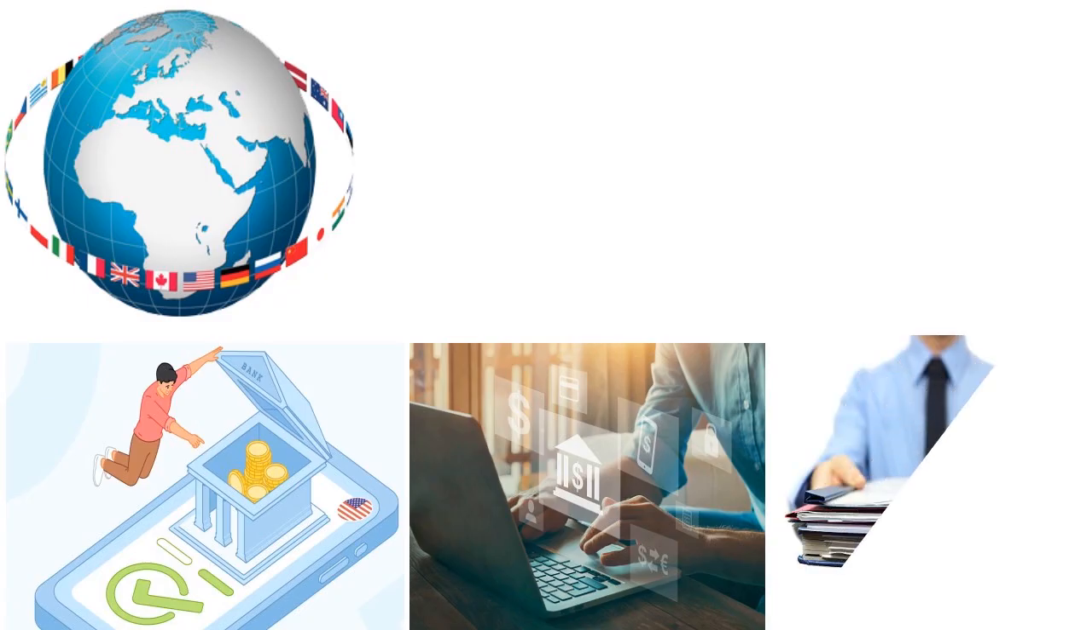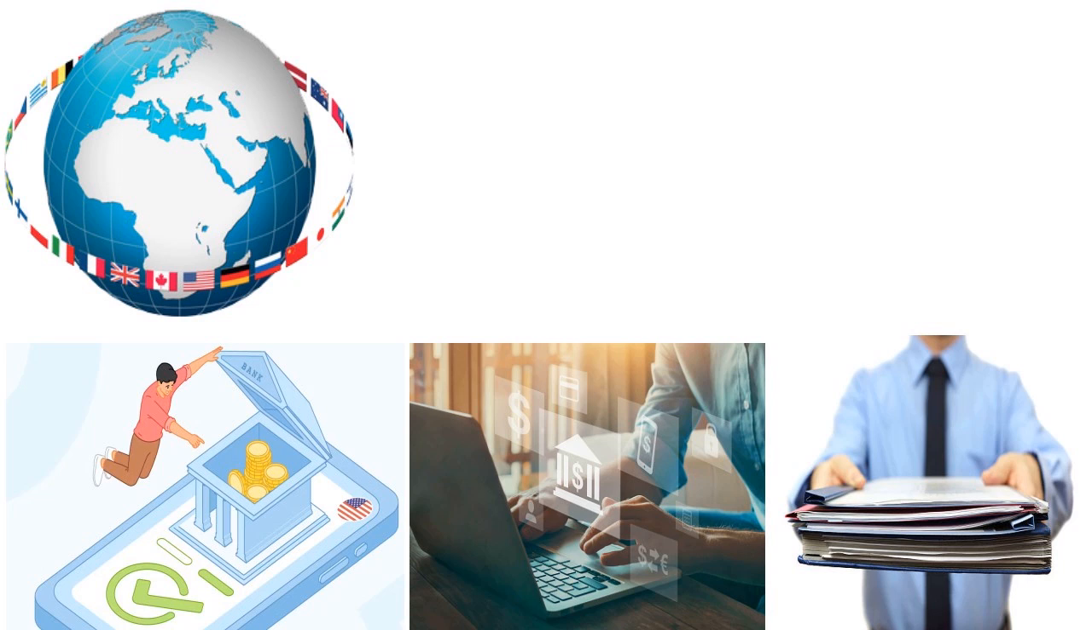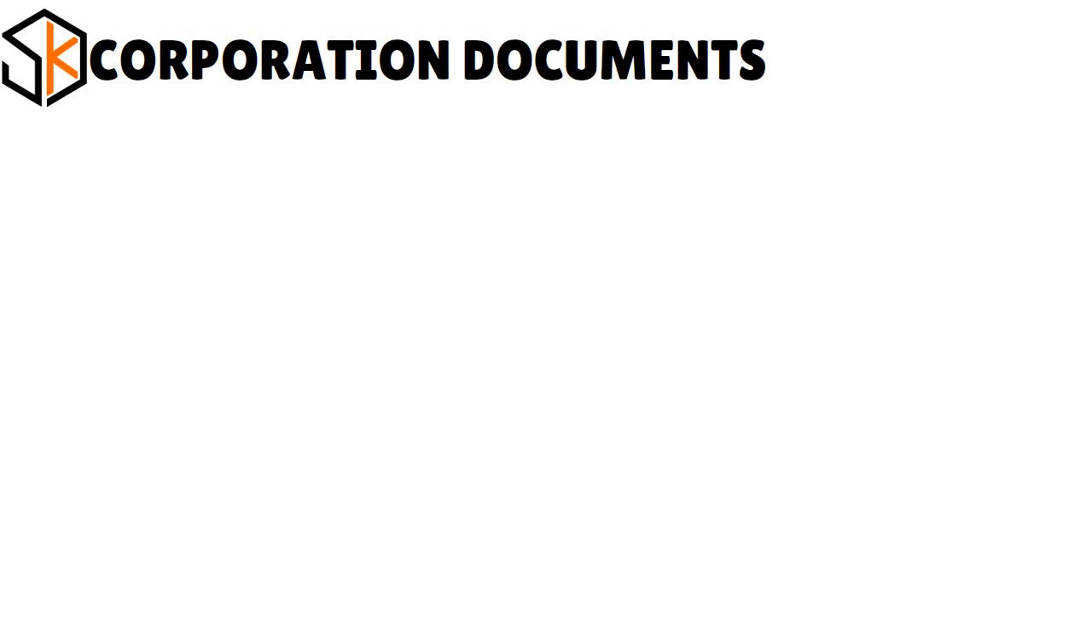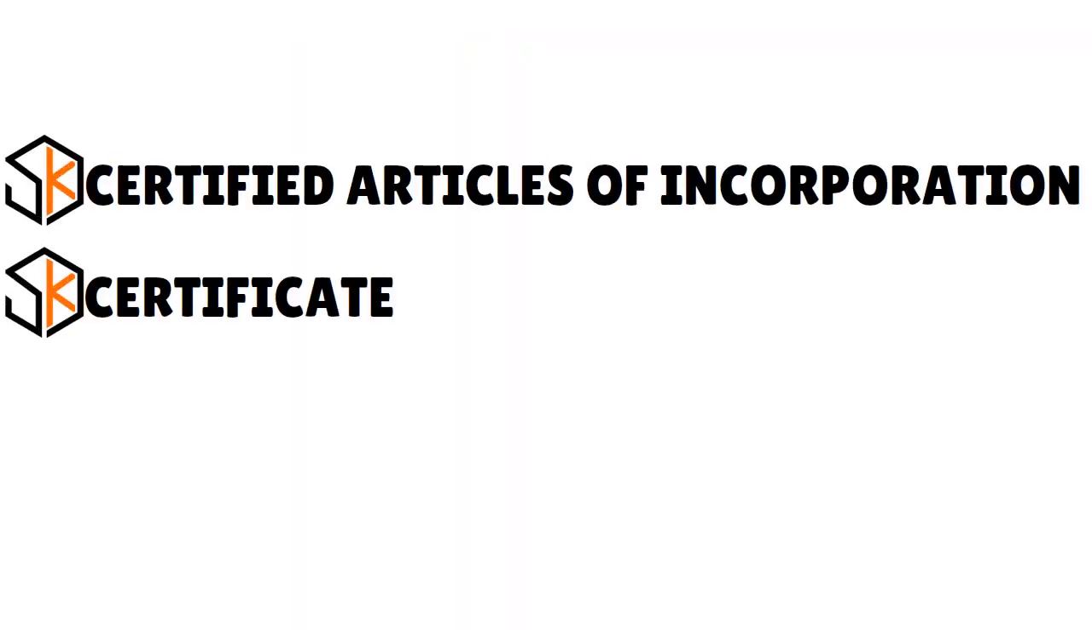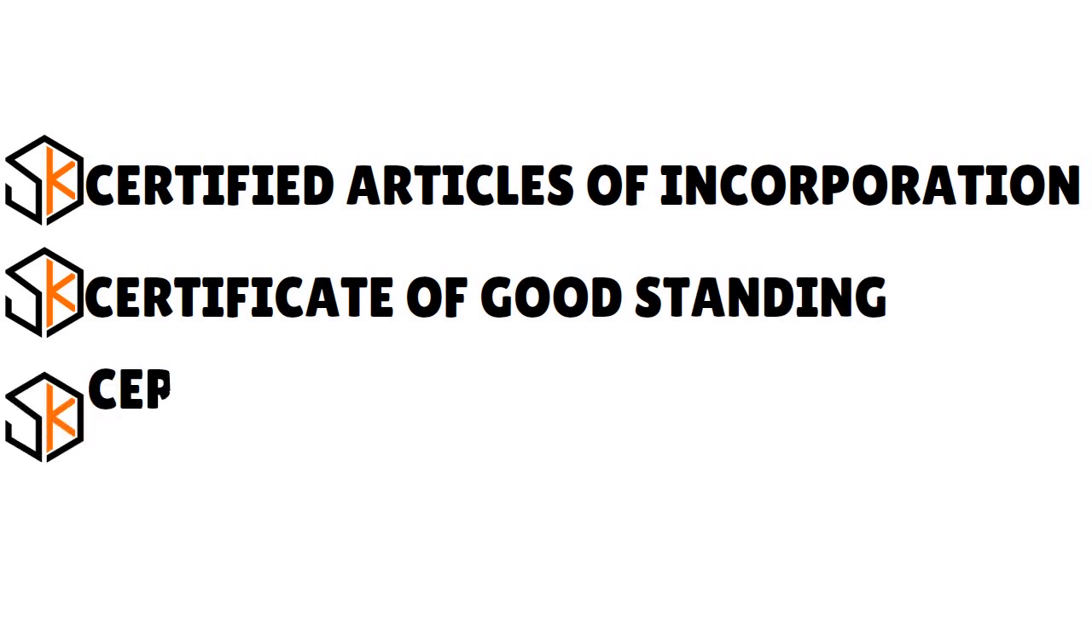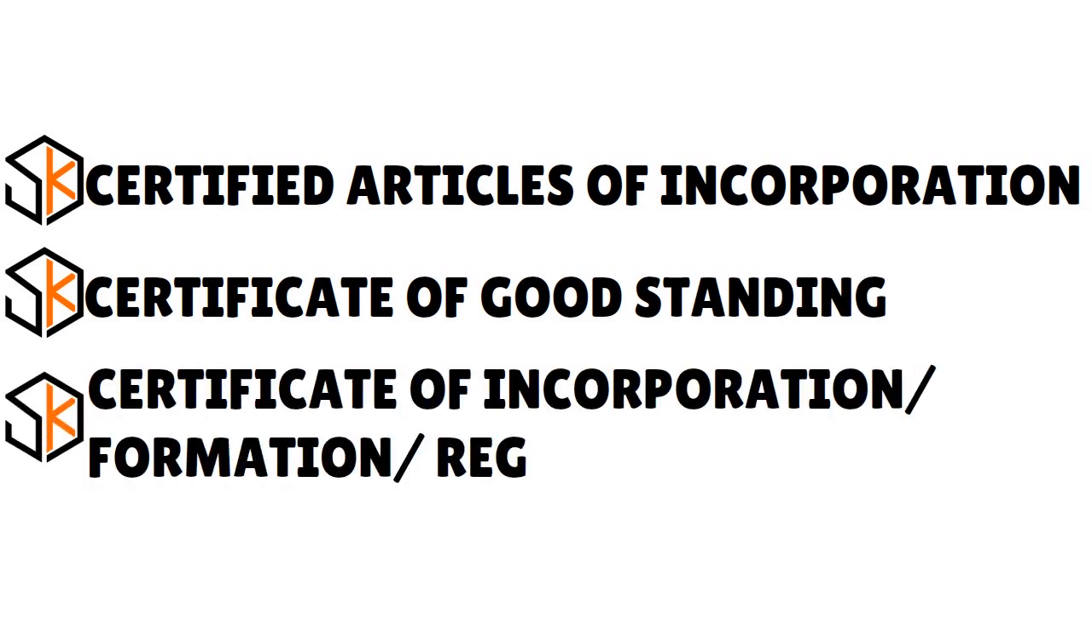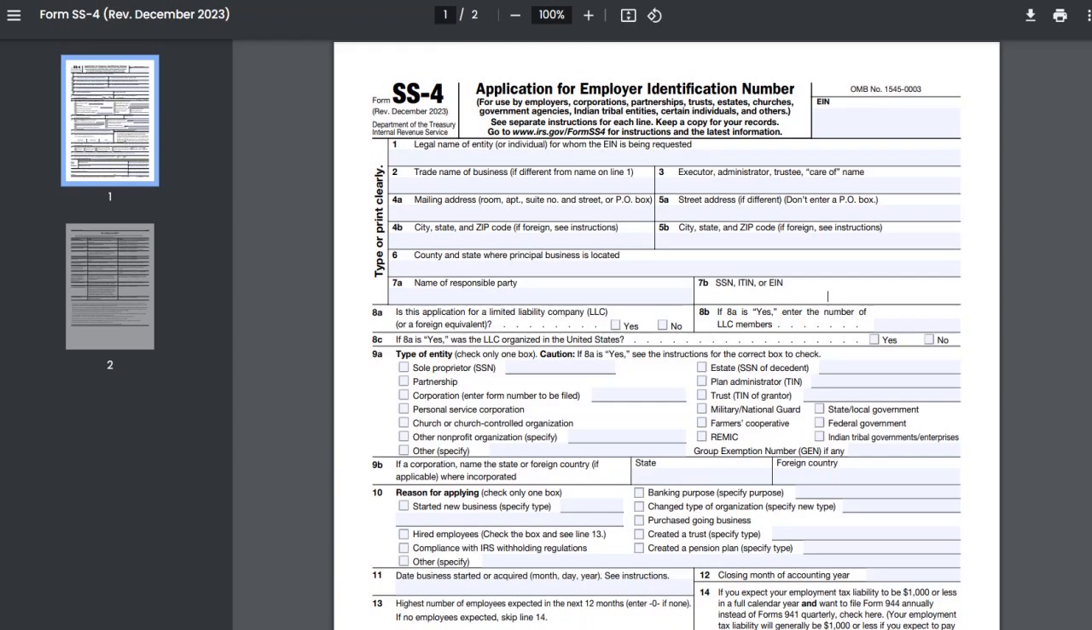Next, let's talk about your documents. As you're trying to open your Capital One business account, there are certain documents that you got to have, okay? And those documents will depend upon the type of business that you have. So for corporation documents, you got to have certified articles of incorporation or certificate of good standing or certificate of incorporation, formation, registration, and IRS form SS4 CP575A or IRS letter 147C.